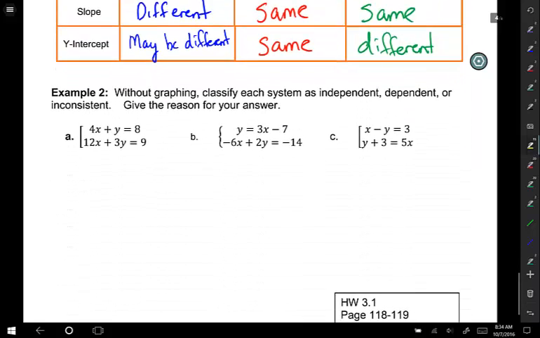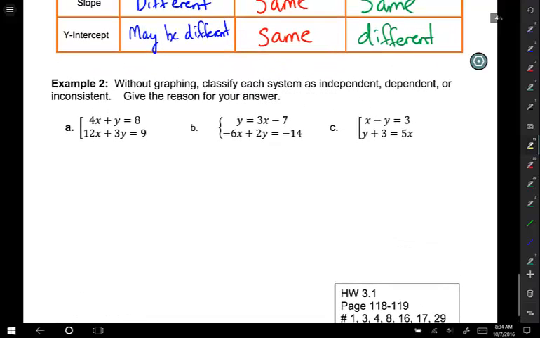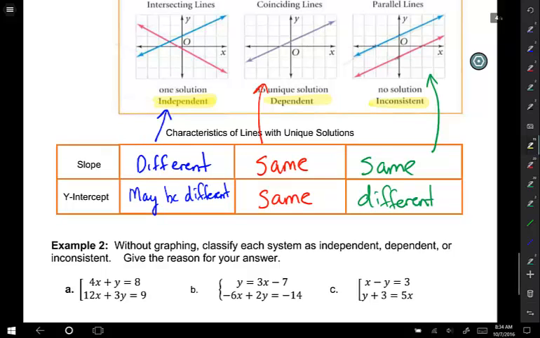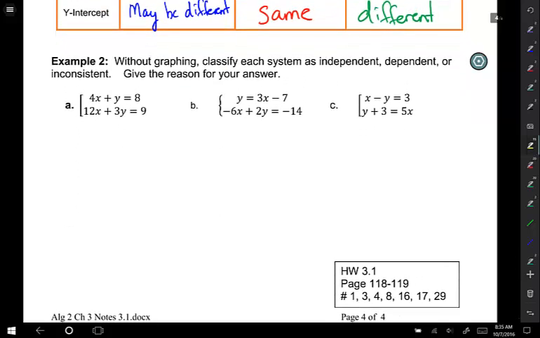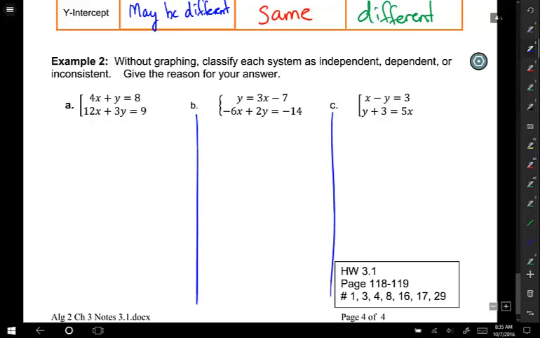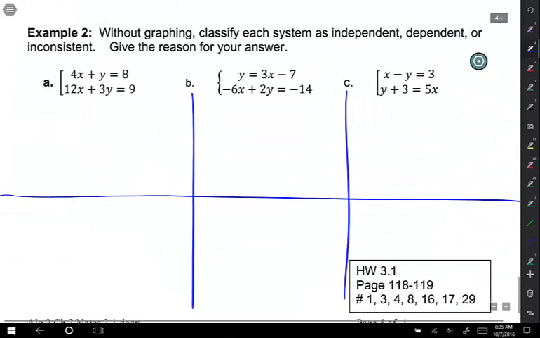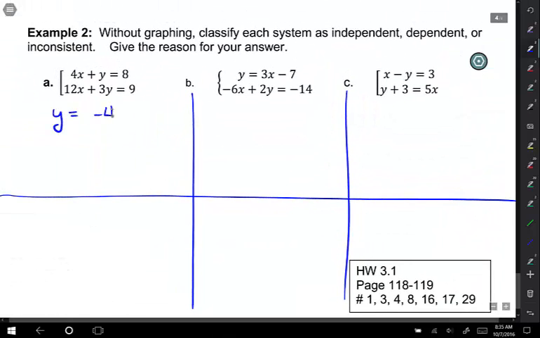All right, so let's look at these down here, and we're going to classify them as independent, dependent, or inconsistent. Remember, independent means they have different slopes. Dependent means the same slope, same y-intercept, and inconsistent means same slope, but different y-intercept. So to figure this out, for each one, we're going to have to figure out their slopes. So we're going to take each one. I'm going to turn this into a grid. Here's my top one, 4x plus y equals 8. Do you agree that that ends up being y equals negative 4x plus 8?